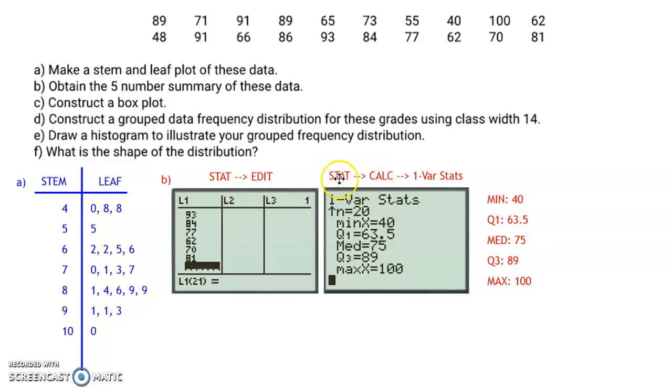Then you go to Stat, Calc, 1-Var Stats. You scroll down to the bottom of that readout that it gives you. It tells you that n is equal to 20. In other words, the sample is 20 different values. And then it tells you the 5-number summary here: the minimum, quartile 1, the median, quartile 3, and the maximum. As you can imagine, the next step is to construct a box plot.